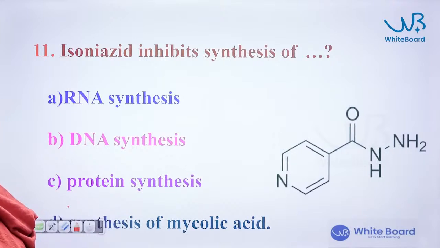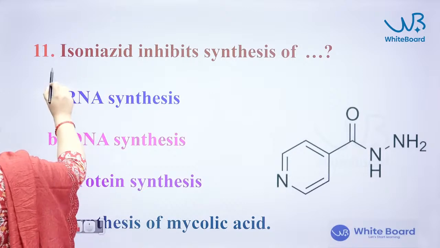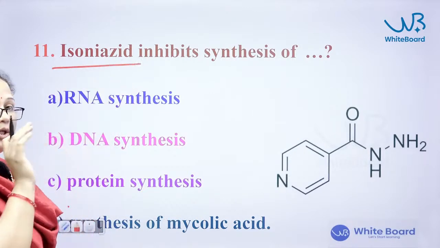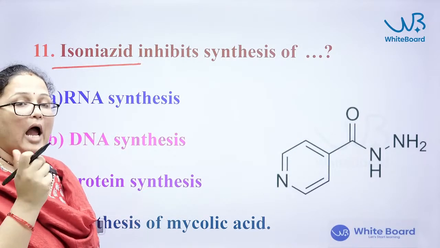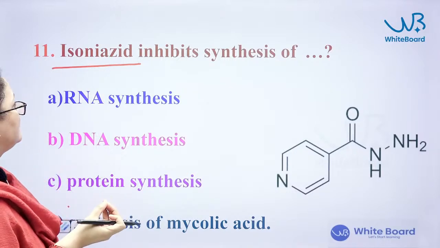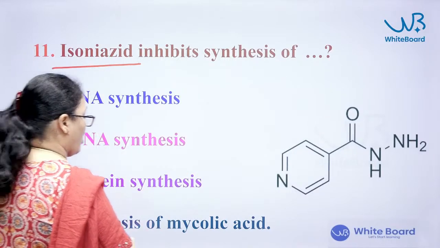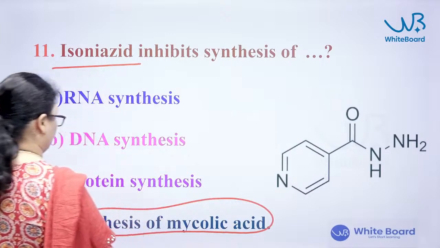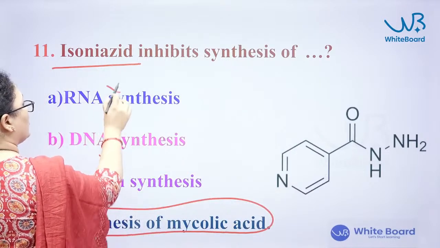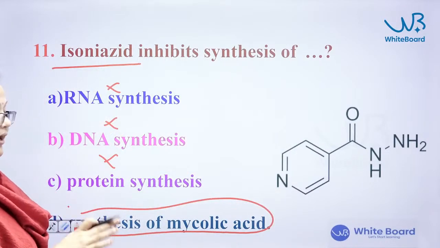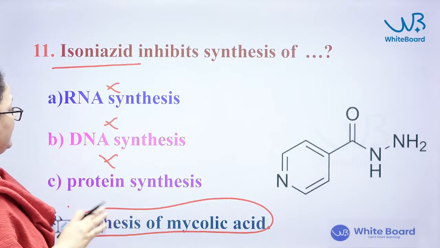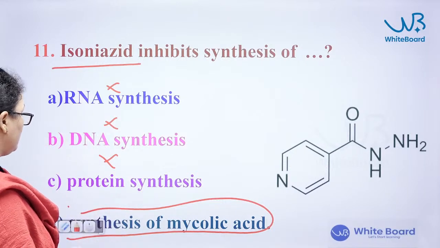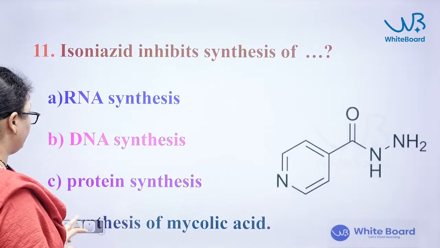Next, isoniazid inhibits the synthesis of. So, this particular drug will act on the microorganism, but how will it act? So, what is the synthesis? So, synthesis of mycolic acid. All these are wrong answers. It will not act on RNA synthesis, DNA, protein synthesis. So, synthesis of mycolic acid is correct.